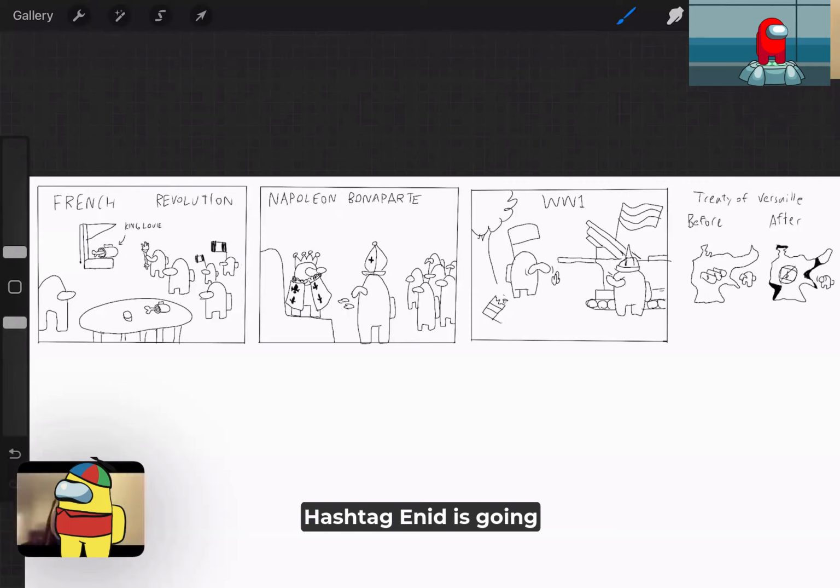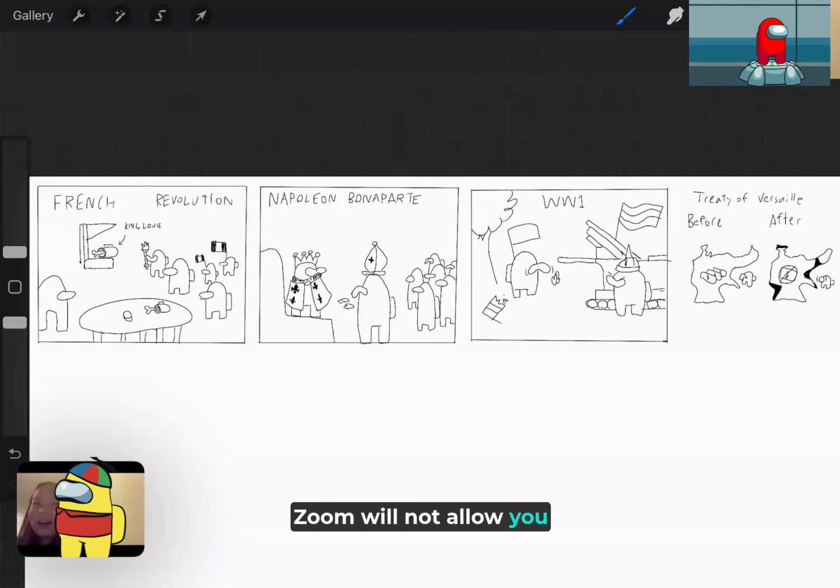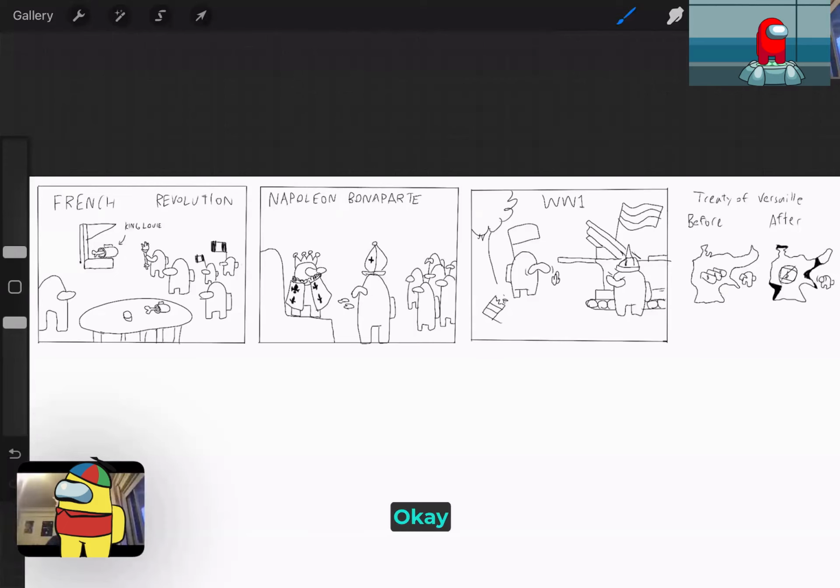Hashtag Enid is going to get goofed. She sent a chat to everybody. She's gonna get kind of canceled. Yeah, Zoom will not allow you back in anymore. No, another rowlet. Okay.